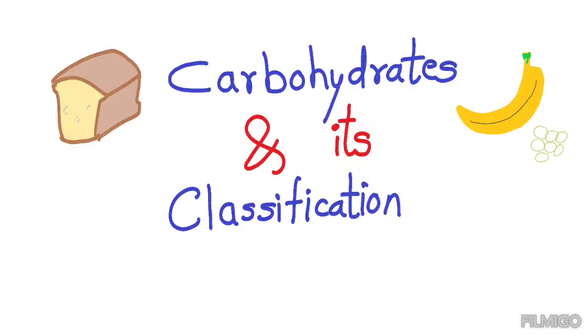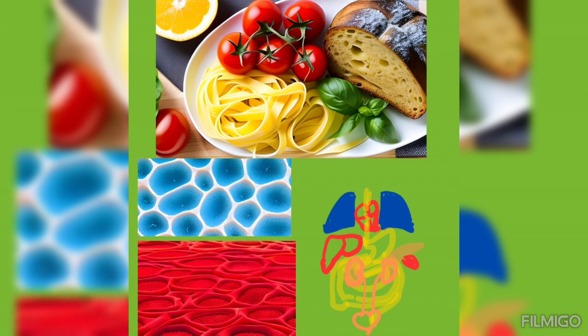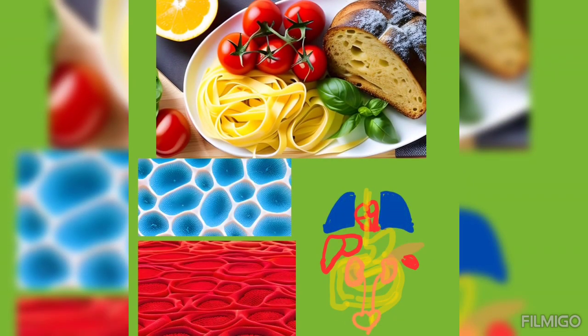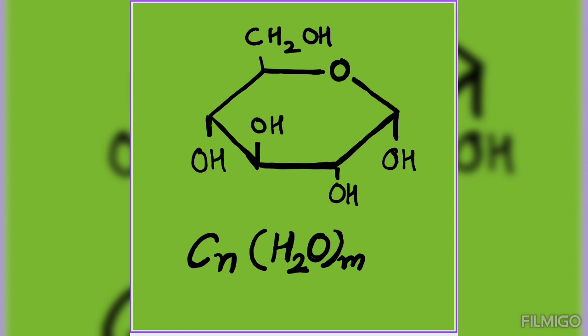Carbohydrates are one of the three macronutrients that our bodies need to function properly. They are the primary source of energy for our cells, tissues, and organs. But not all carbohydrates are created equal. Carbohydrates are molecules made up of carbon, hydrogen, and oxygen atoms, with the general formula CnH2nOn.